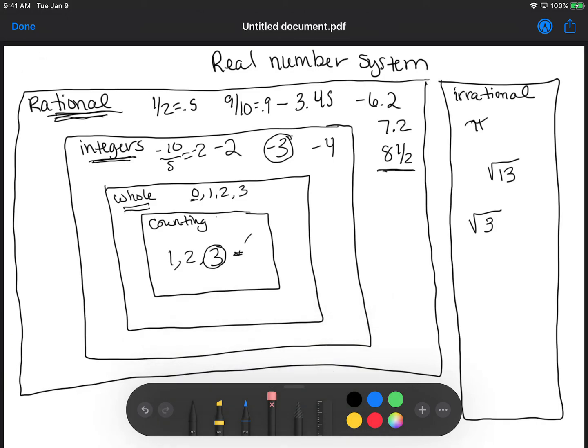And then irrational numbers out here, it's all by itself. It's a group all by itself. Pi is only an irrational number. It can't be any of these over here.